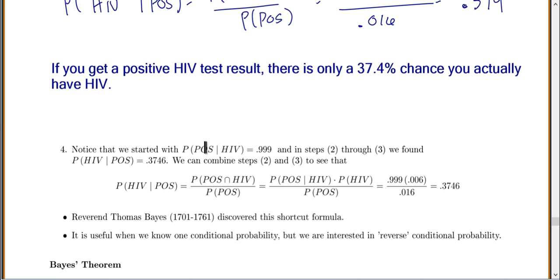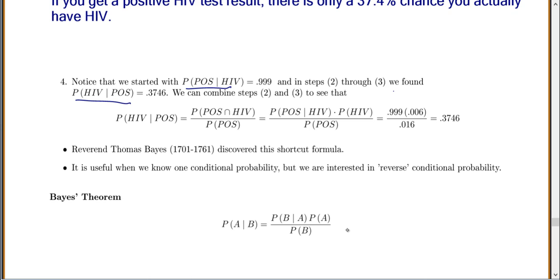So let's look at what we did here. We started with the probability of positive given HIV, and in steps 2 to 3, we found the probability of HIV given positive. We just switched the order of those conditional probabilities. What we did is we found the probability of the intersection over the probability of positive to find that conditional probability. And for the probability of the intersection, we had to use the conditional probability times the individual probability. So what happened is Reverend Thomas Bayes in the 1700s discovered a shortcut formula. It's useful when we know one conditional probability, but we're interested in knowing the reverse conditional probability.